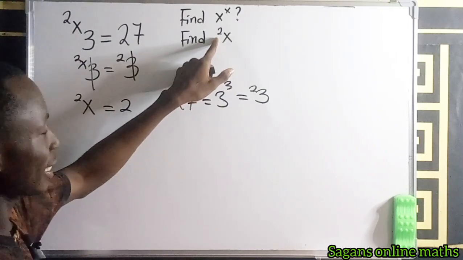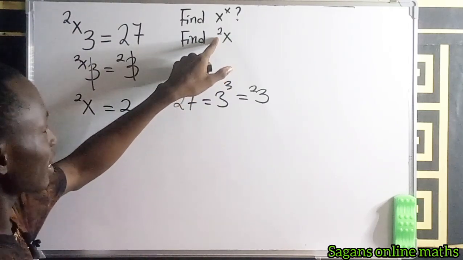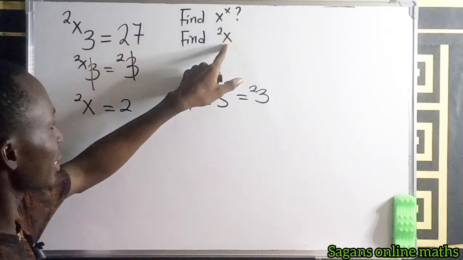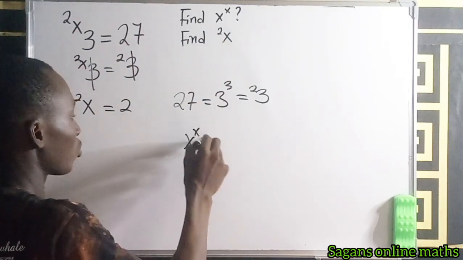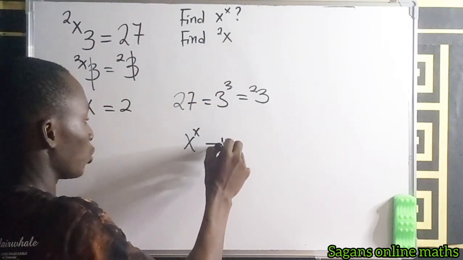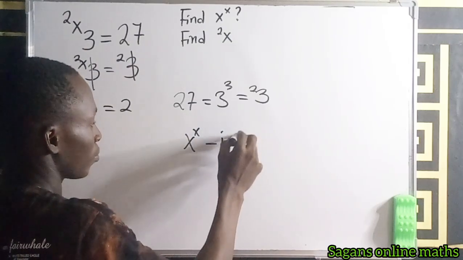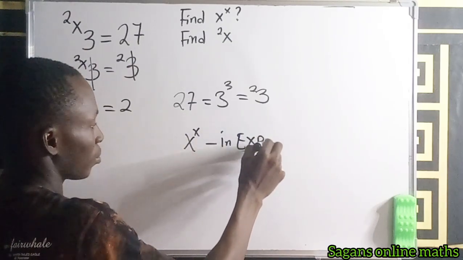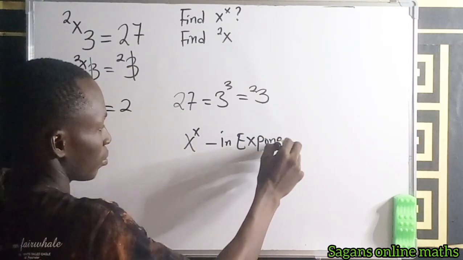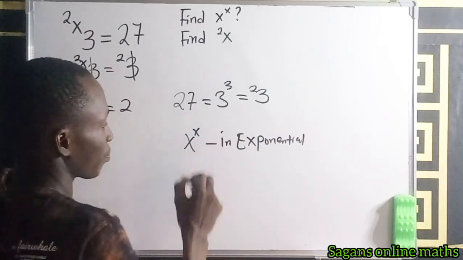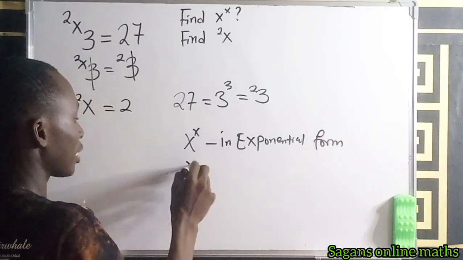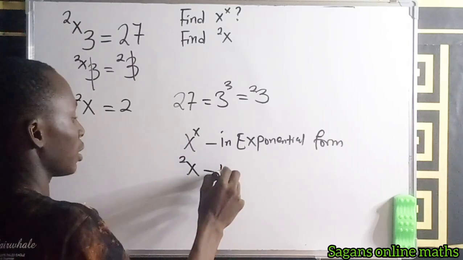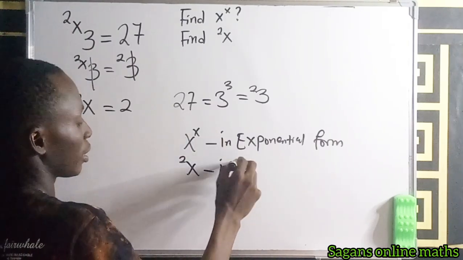And don't forget that the index form, x to the power of x, simply means x tetration 2. So this x to the power of x is in exponential form, while x tetration 2 is in tetration form.